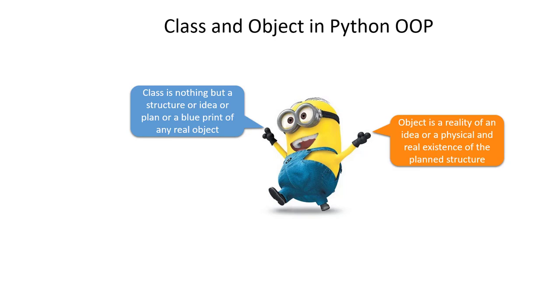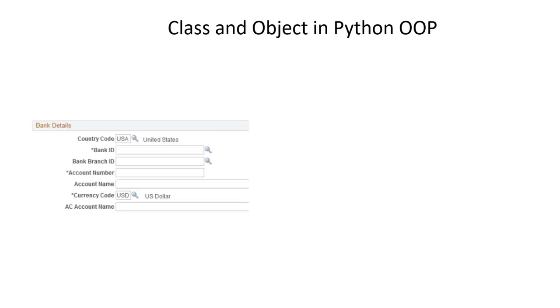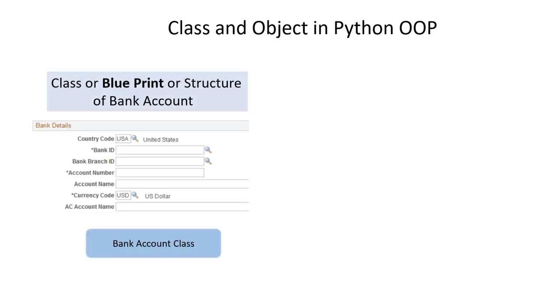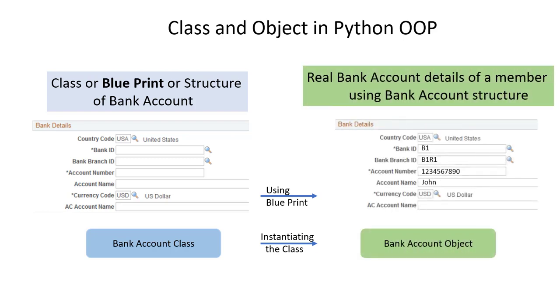With this brief understanding of a class and an object, let us understand more about them by having a very simple example of a bank account. We have a structure of a bank account here, which is termed the bank account class, which comprises country code, bank ID, branch ID, and so on and so forth. Using this blueprint or the structure of the bank account, or in object-oriented terminology, instantiating the bank account class, we can create the real bank account details of the member. That's nothing but creating the bank account object by instantiating the bank account class.